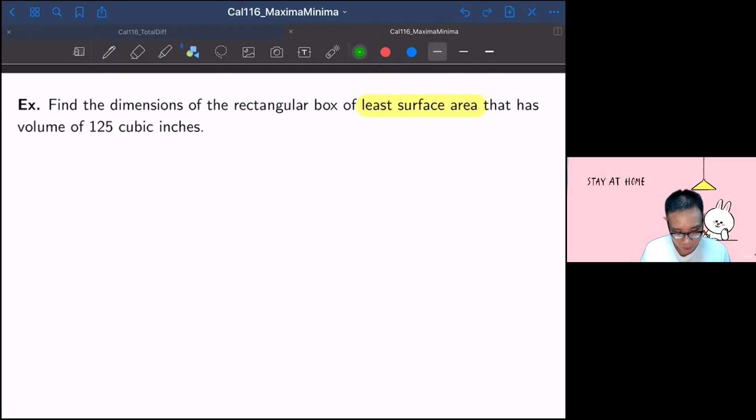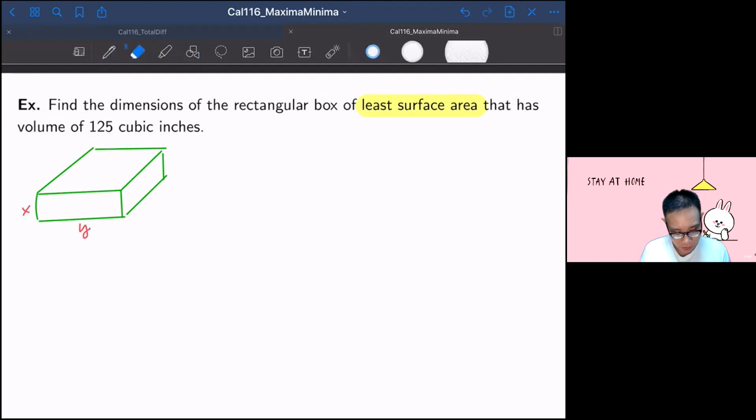Let me draw a box for you. So it's going to be a rectangular box. You have X, you have Y, and you have Z. So let me use it in the regular way: you have X, Y, and Z. You have X, you have Y with its width, and the Z is here.